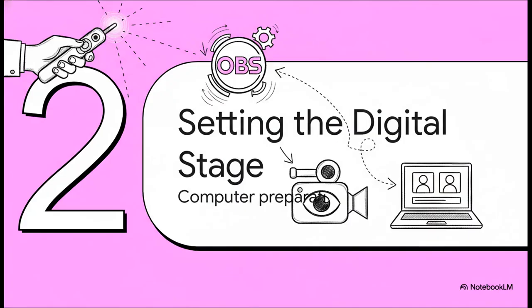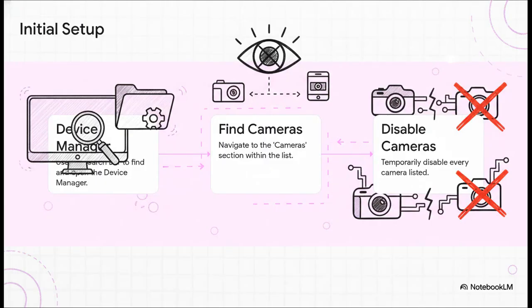All right, we've got our props. Now it's time to set the stage. And listen, this next part is absolutely crucial because we need to trick the video chat app. We have to make it look away from your real camera and focus instead on our little magic tool, OBS. So, on your computer, you're going to head into what's called the Device Manager. Find the section for cameras, and for just a moment, you're going to disable every single camera you see listed there. This basically makes your computer temporarily blind to any webcams, whether they're built in or plugged in.